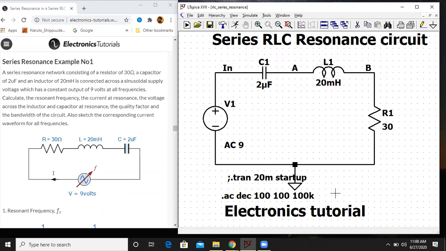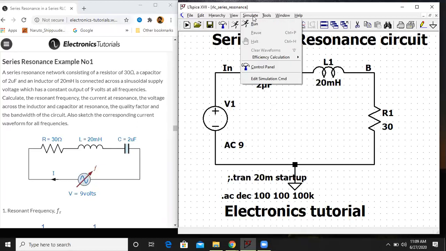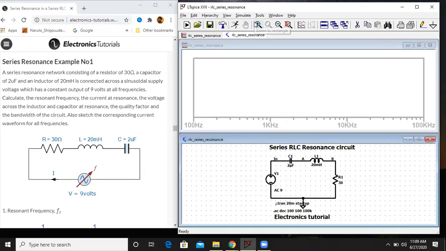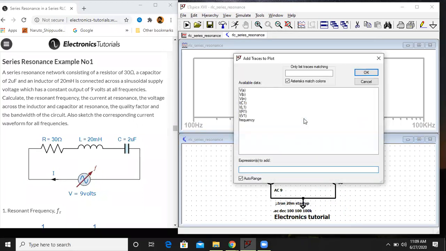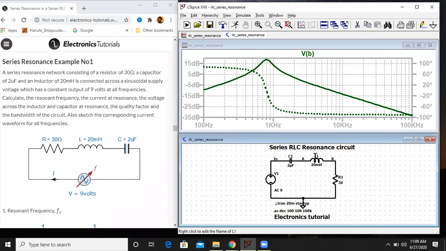Have you all done this much so that I can proceed ahead? Okay, so next we are finding the resonant frequency. I'll click on simulate, I'll click on run, and I need to plot this. I'll right click on it, I'll add trace, and I'll plot V of B, which is the voltage across the resistor, and I'll get one curve.